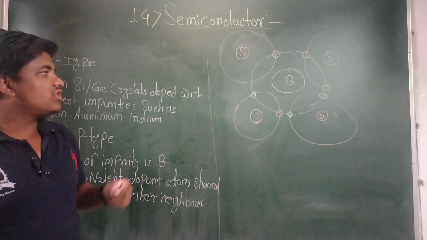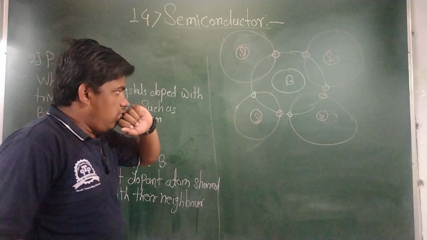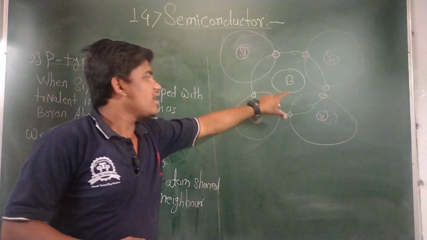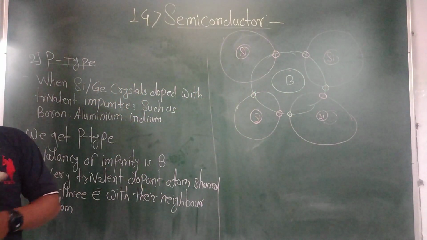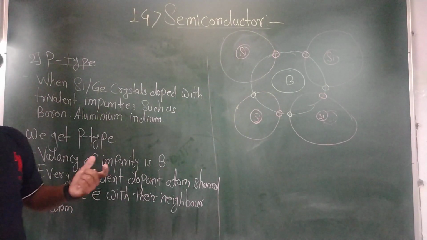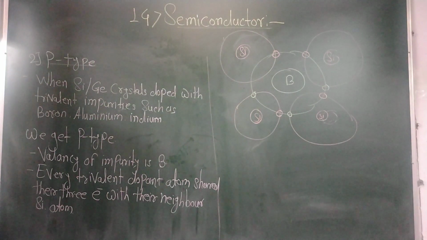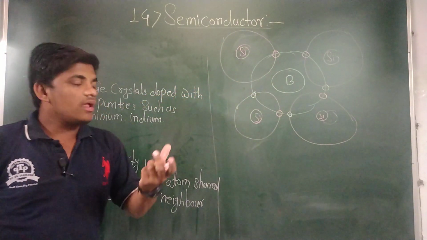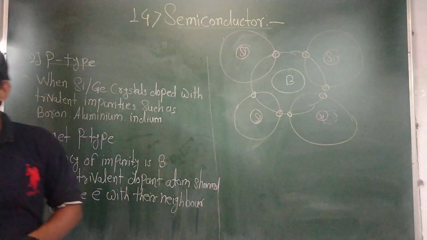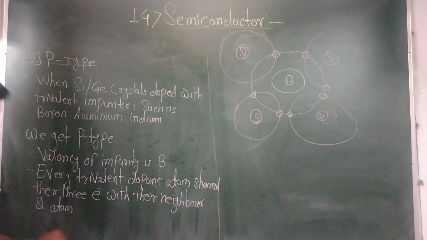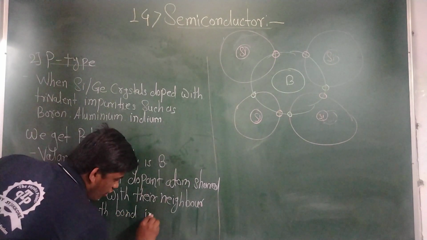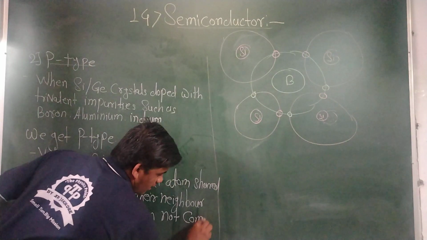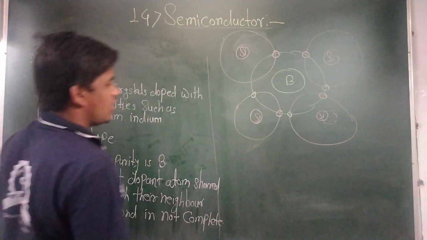But the fourth bond is incomplete. The 3 covalent bonds are formed, but the fourth bond between the silicon atom and the dopant atom is not completed. The fourth bond is not complete here.